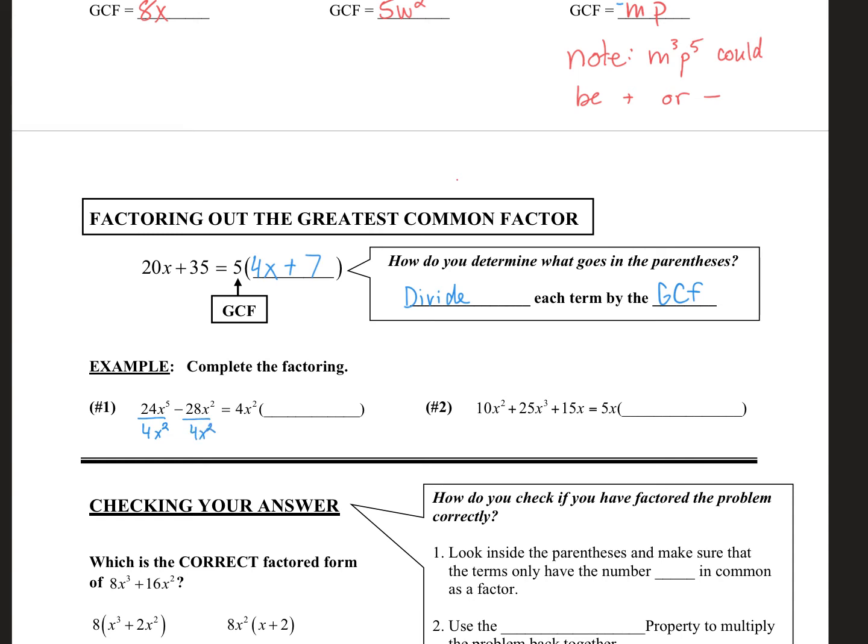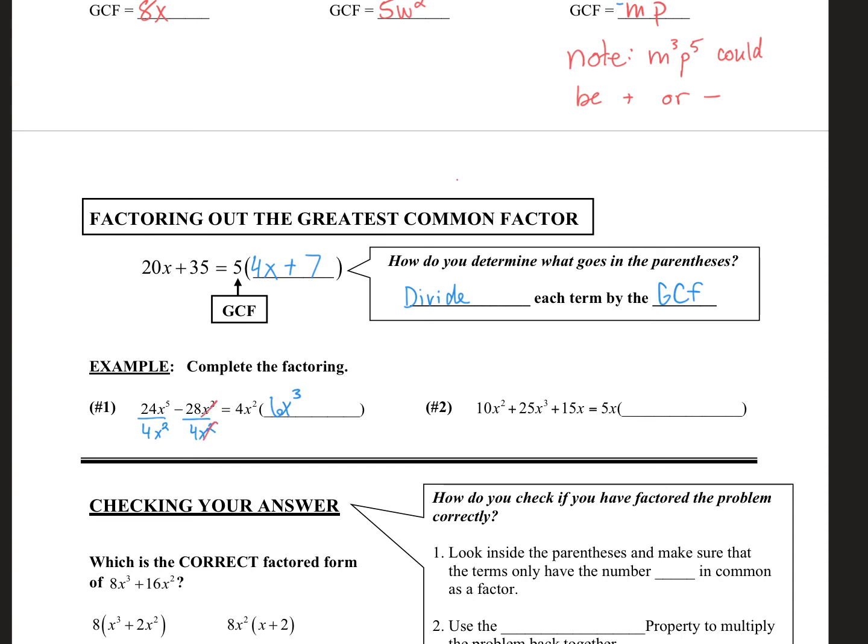So start with the first one, 24x to the fifth divided by 4x squared. So we'll start with the numbers. 24 divided by 4 is 6. And then how many more x's do we have here in the numerator than the denominator? We have 3 more. Okay, so it's going to be x cubed. Okay, and then we have negative 28x squared divided by 4x squared. Okay, so it looks like those x squareds are going to cancel out right away.